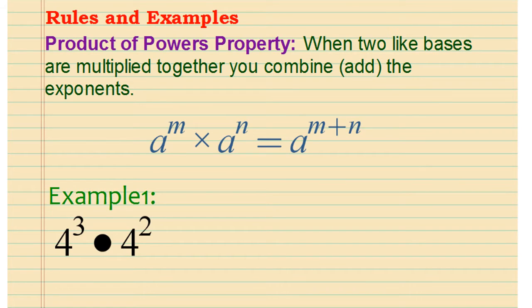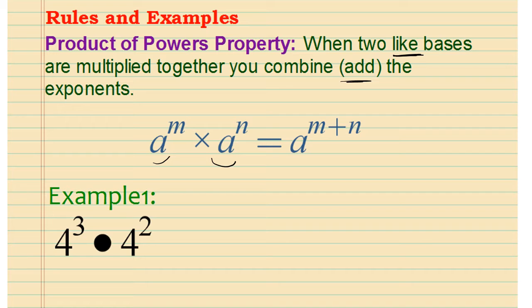Here is our first rule. It's called the product of powers property. When two like bases are multiplied together, you add the exponents. So if you have a as the base and another a as the base, they are like bases and they are multiplied together, then the result would be adding the exponents.